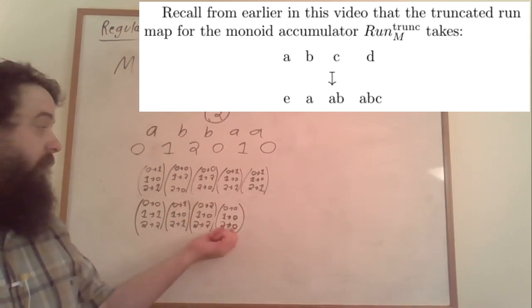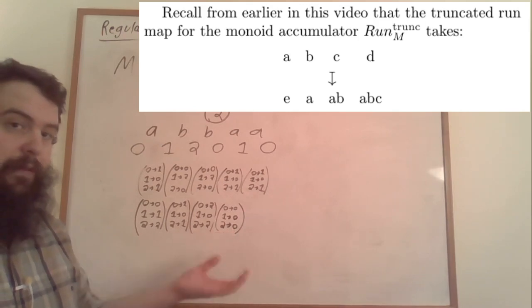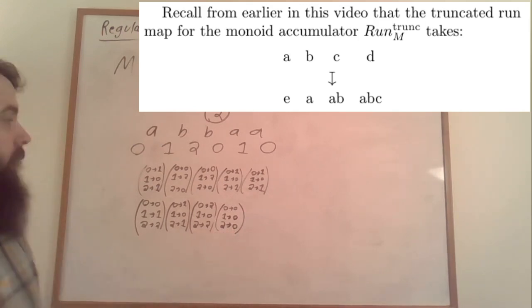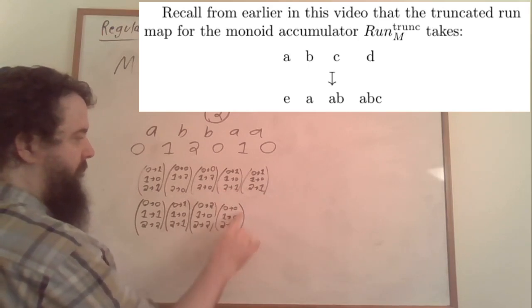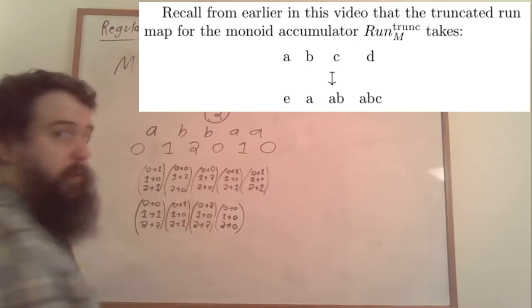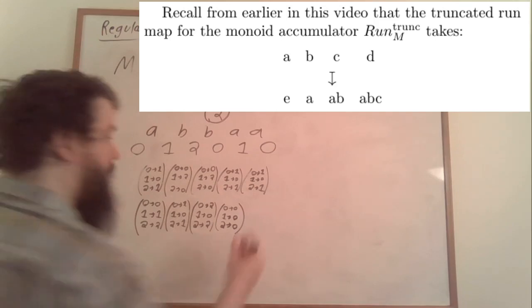This is now the constant 0 function, so it makes it much easier to compose. If we compose this with this, everything gets mapped to 0, and then that 0 gets mapped to 1, so everything gets mapped to 1.